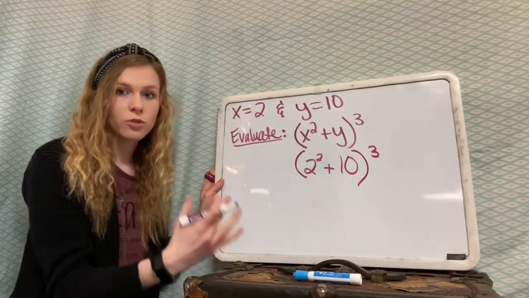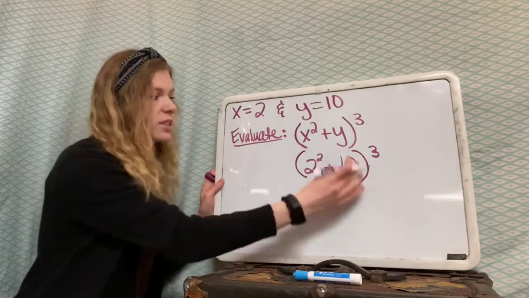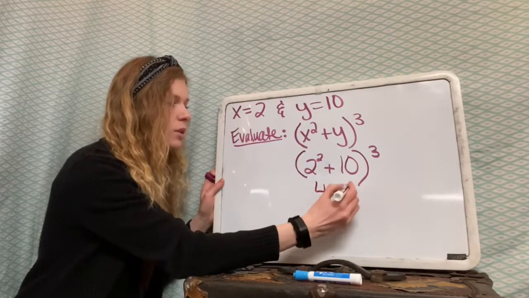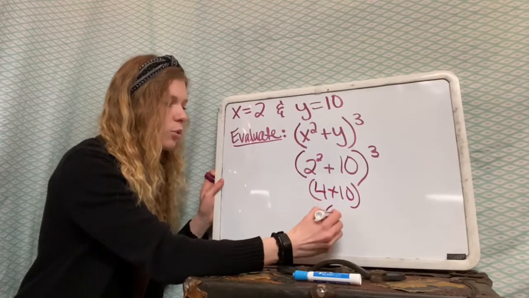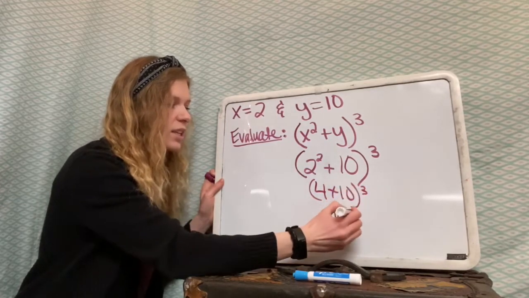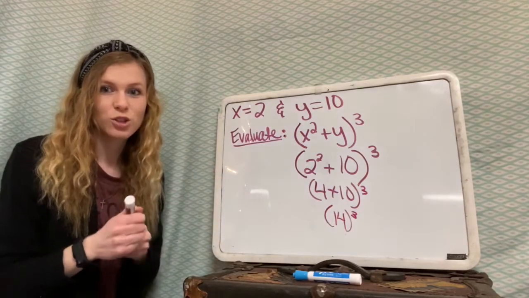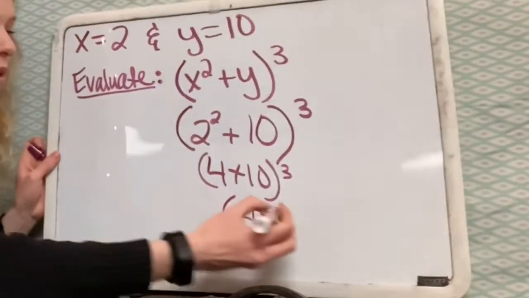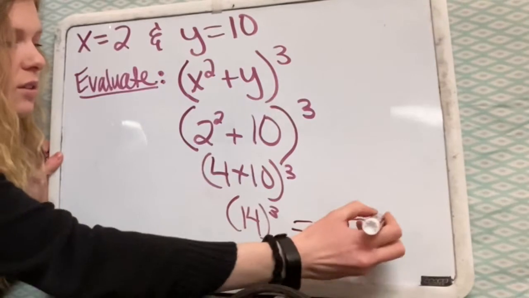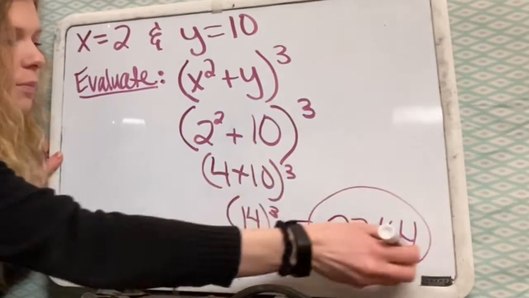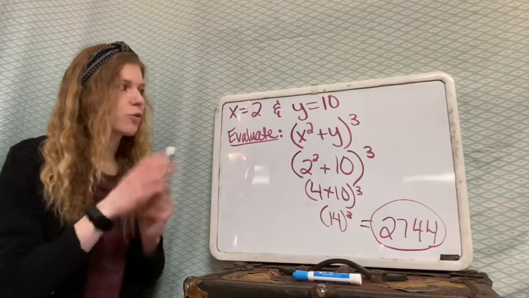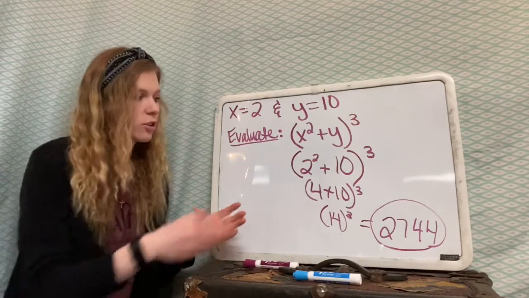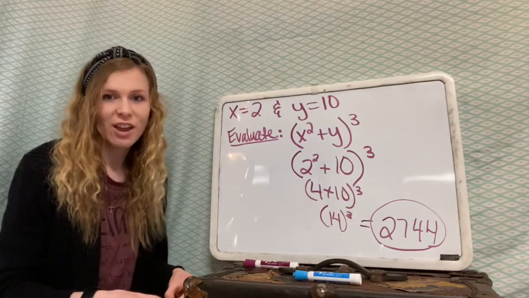Following order of operations, I solve within the parentheses first. 2 squared is 4, plus the 10. So in the parentheses, I now have 14 cubed. Now all I have to do is take 14 cubed to get my answer of 2,744. So if you're given the values for your variables, plug them in, follow order of operations, and take care of the exponent whenever you need to.